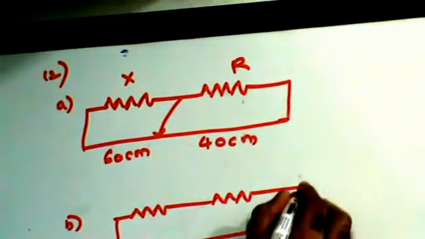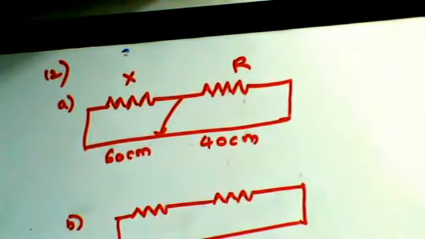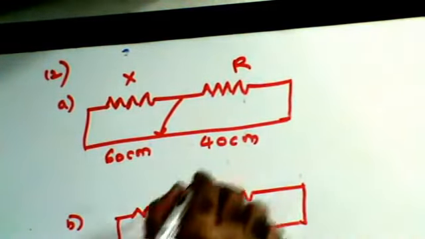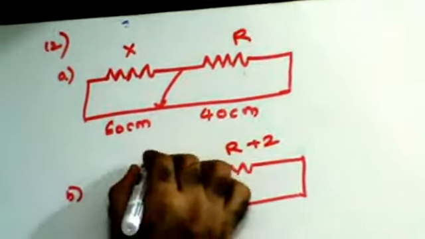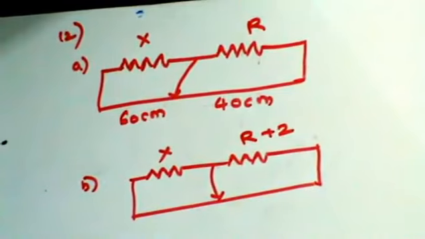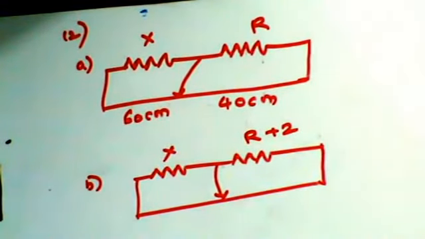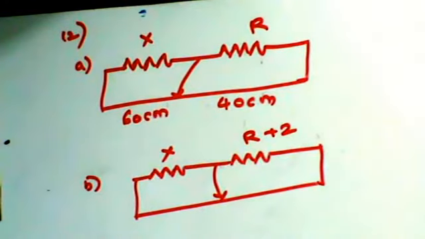Can you repeat? Yeah, sure. The balancing length is obtained at 60 centimeters. If R is increased by 2 ohms, the balancing point shifts by 10 centimeters.